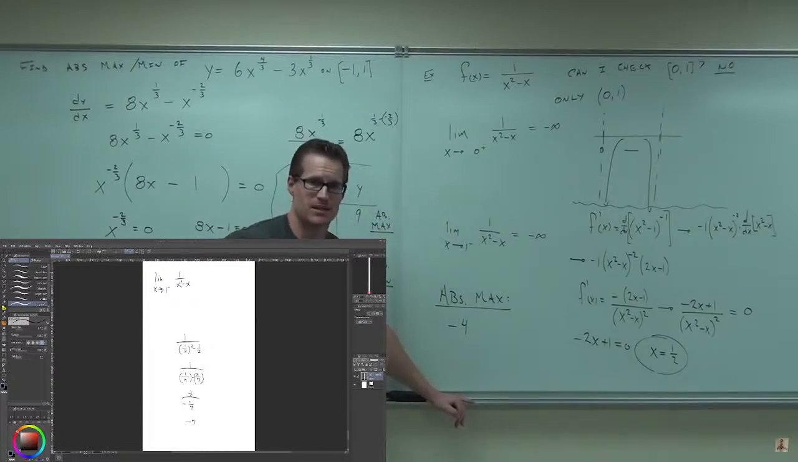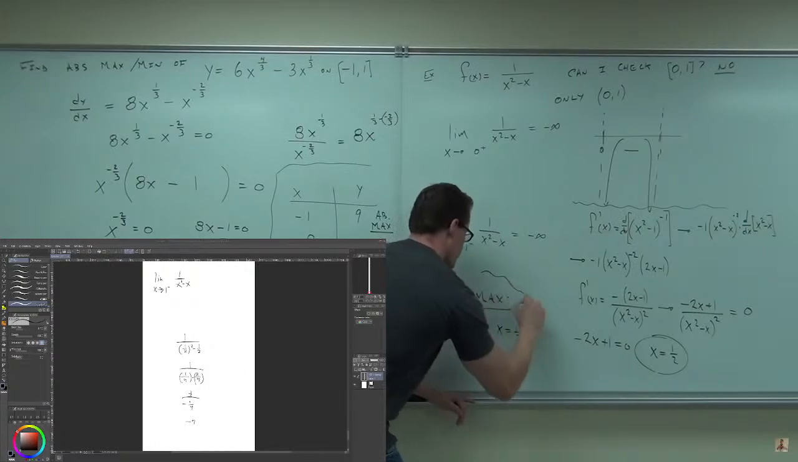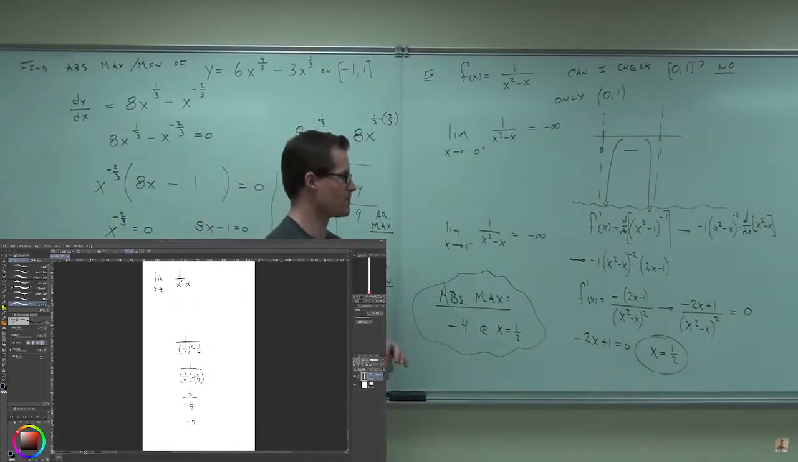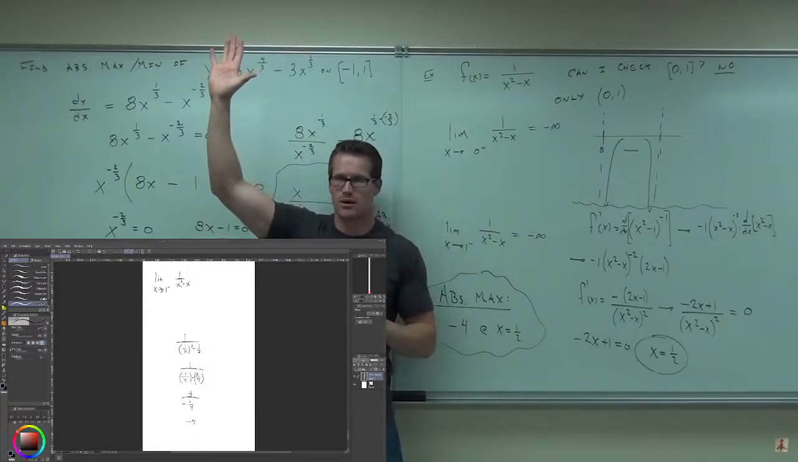Is the absolute max -4 or 1/2? It's -4. It occurs at x equals 1/2. That's your absolute maximum for that function. Can you do it? Yeah. How many people feel okay with what we just talked about?